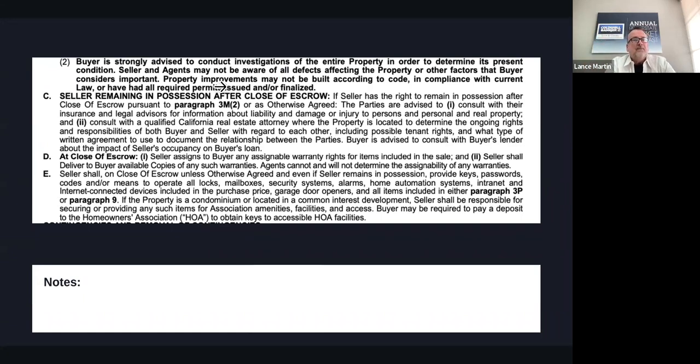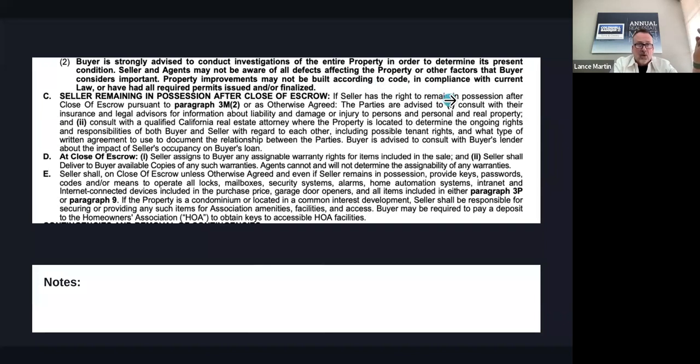et cetera, et cetera. This is the type of language that a lot of agents, myself included, will put into a transfer disclosure statement, which, by the way, don't do that. One of the reasons you don't have to do it is because the contract already says it: buyer is strongly advised to conduct investigations of the entire property in order to determine its present condition. Seller and agents may not be aware of defects, et cetera. This language is there, and it has that nice little protection for us as well. Not only is the seller potentially not aware, we may not be aware. We don't know. Get that inspection done. Very, very important. And it goes even deeper.